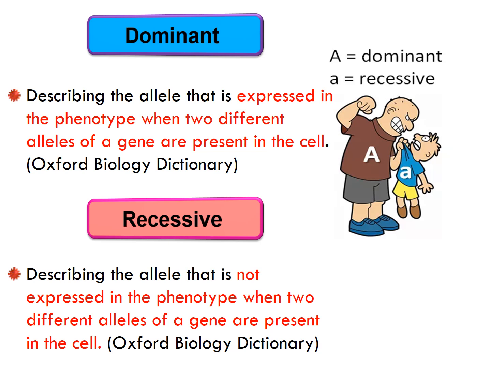The next terminology is dominant and recessive. Dominant describes the allele that is expressed in a phenotype when two different alleles of a gene are present in the cell. Meanwhile, recessive describes the allele that is not expressed in a phenotype when two different alleles of a gene are present in the cell. This means that in the presence of a dominant allele, the recessive allele will not be expressed, while the dominant is always expressed in the organism, especially in its phenotype.